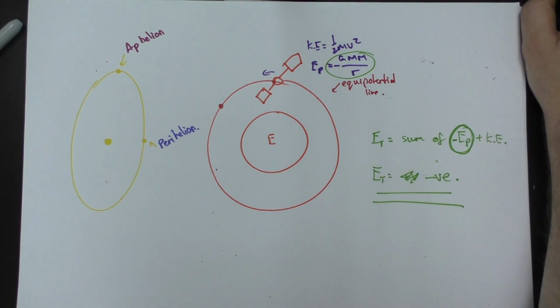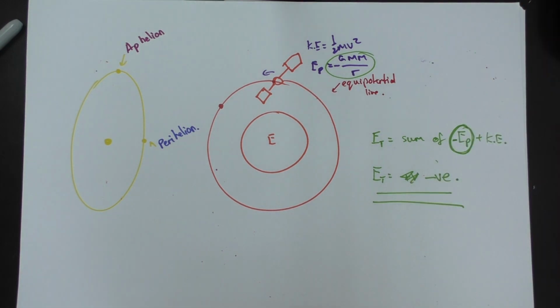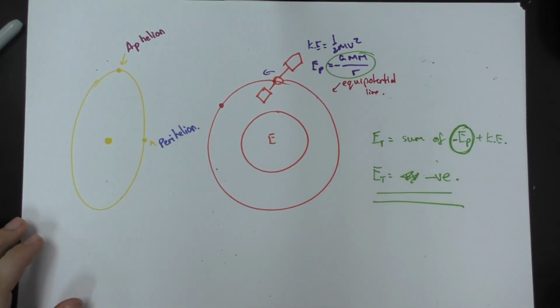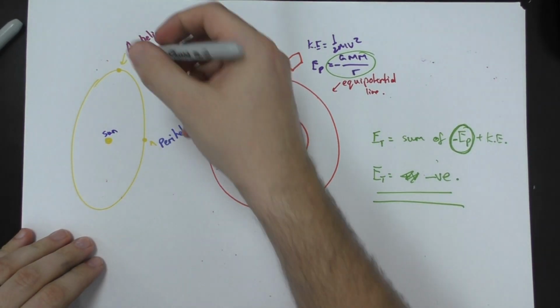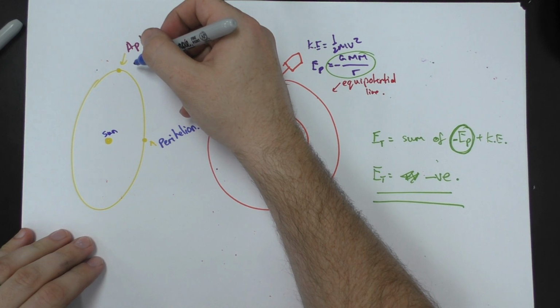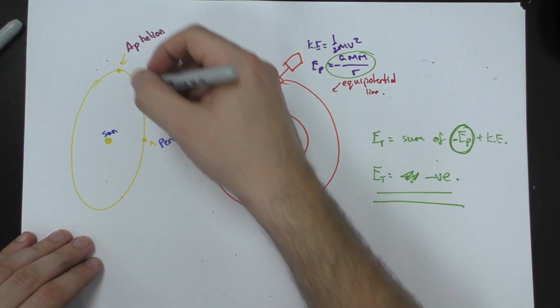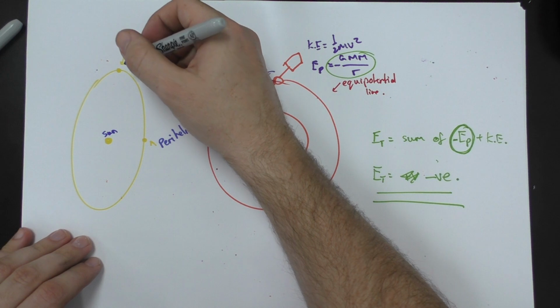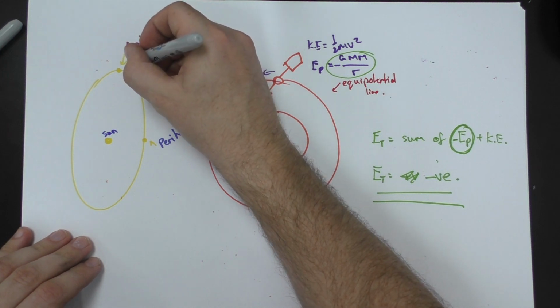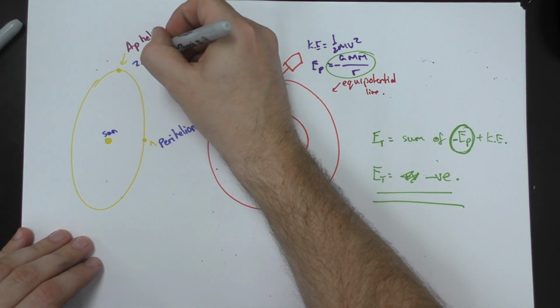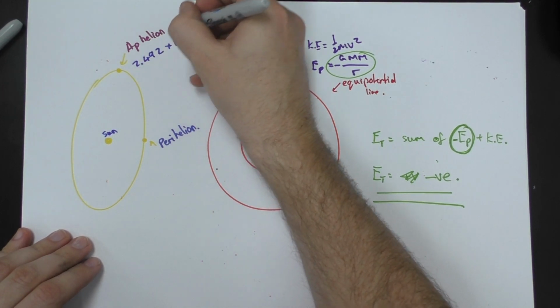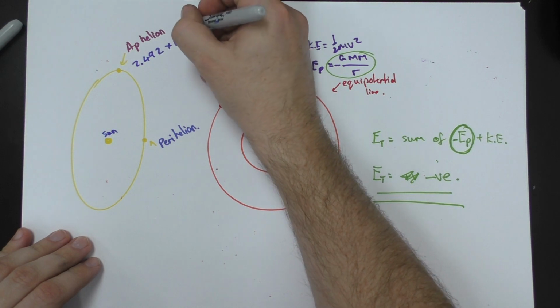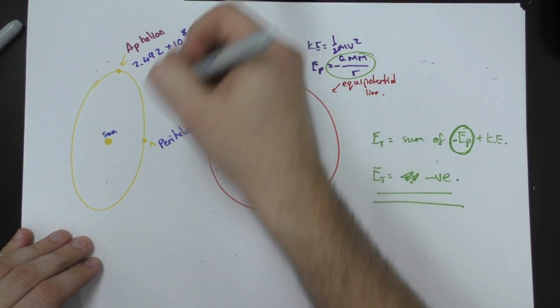And do a nice little example. So say for example, we look at Mars around the sun. So this is the sun, and this is the aphelion, and this is the perihelion. So the aphelion is at a distance of 2.492 times 10 to the 8 kilometers. Just have to check my values.